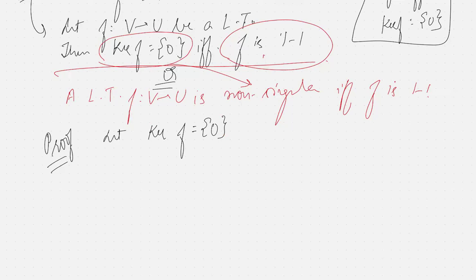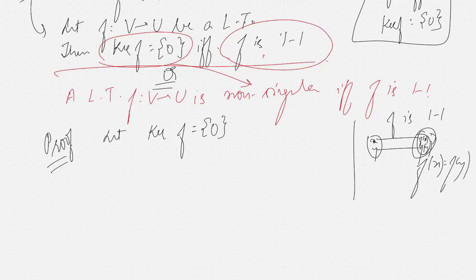What is the general way of proving that f is 1-1? Remember, f is 1-1 means if there are two elements in the domain, x and y, they must be mapped to two different elements in the range. If by chance these two elements are equal in the range, if f of x is equal to f of y in the codomain, that will only happen when x is equal to y. This is how we prove a 1-1 function.